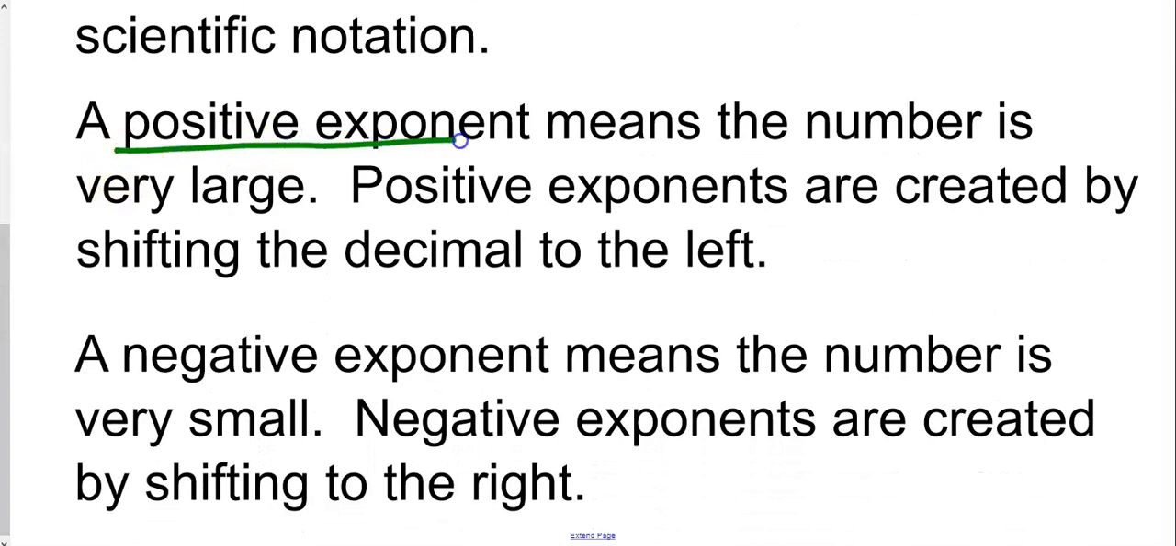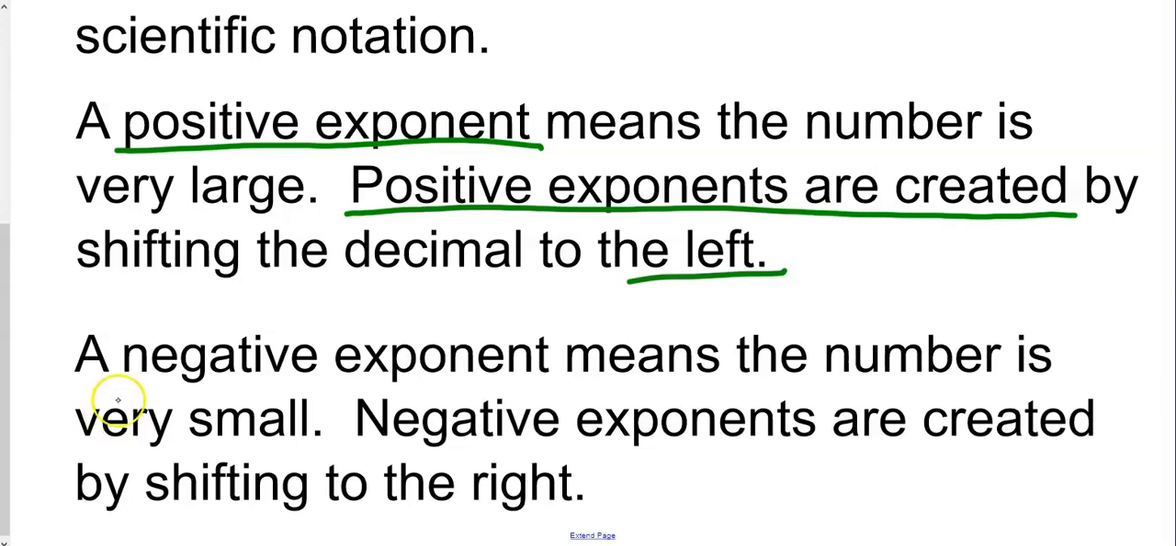A couple things again about that exponent. If it is a positive exponent, that means that the number where it came from was very, very large. And positive exponents, which is really important here, come from moving the decimal to the left. Anytime you move a decimal to the left, you are creating positive values for that exponent. Think about it kind of like adding. We're making it bigger, more positive.